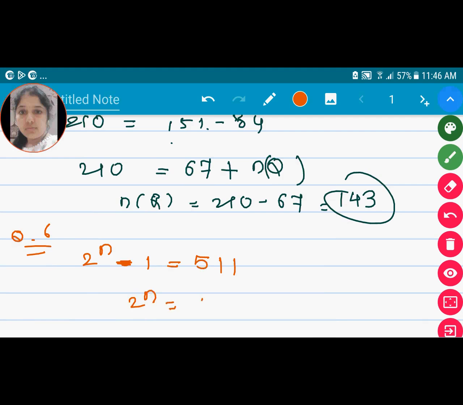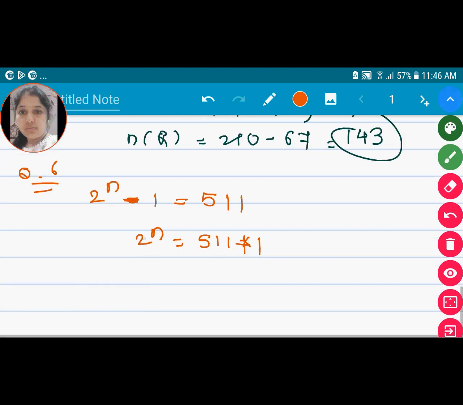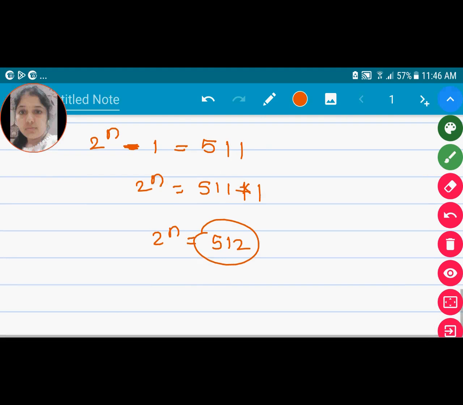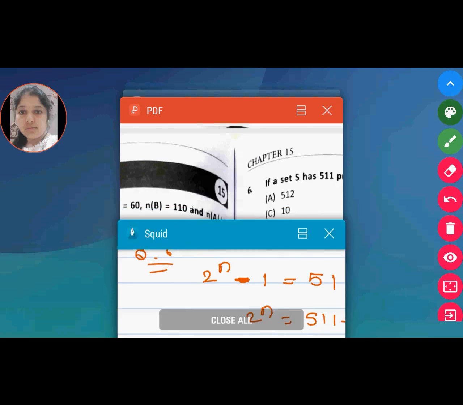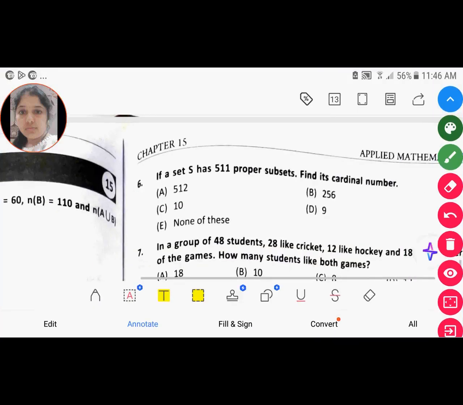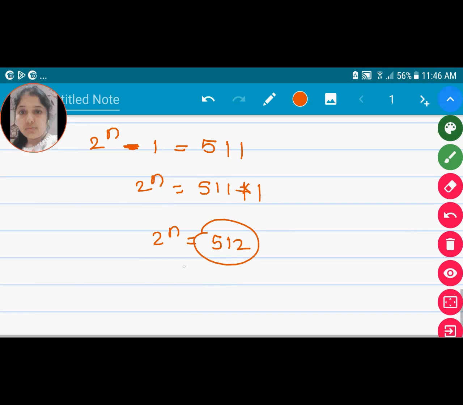So 2 raised to n is equal to 511 plus 1, means 2 raised to n is equal to 512. Now we have to find how many times you multiply 2 to get 512 as an answer. So you can find the value for n. How you will find, I will just tell you.